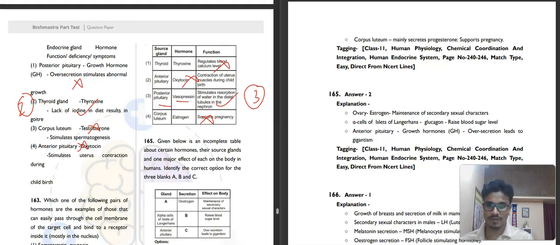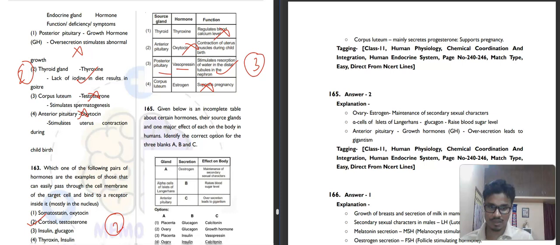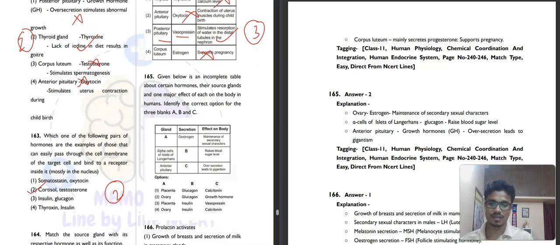Then question number 165, A, B, C. Which gland secretes estrogen? That is the ovary. And alpha cells of islets of Langerhans, that is the pancreas, what does it secrete? Alpha cells secrete glucagon, beta cells insulin. Then anterior pituitary, you know that C, over secretion leads to gigantism. What is that? It is the growth hormone. So the correct answer for this question will be the second option.